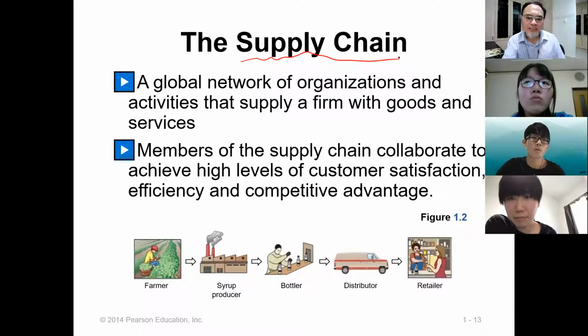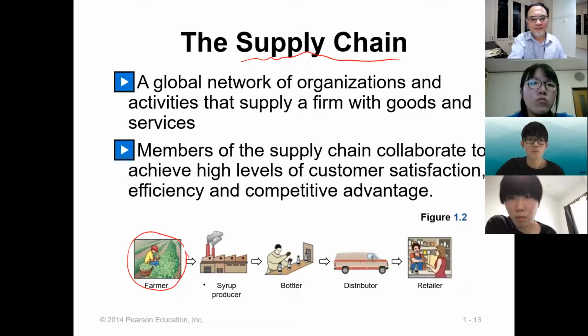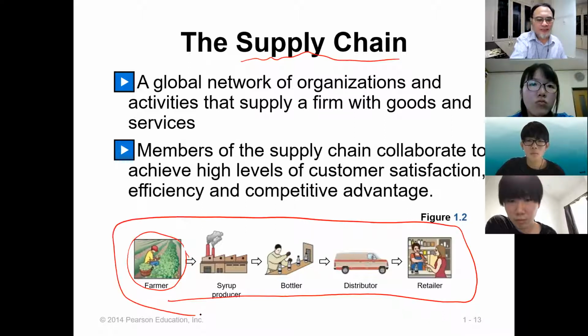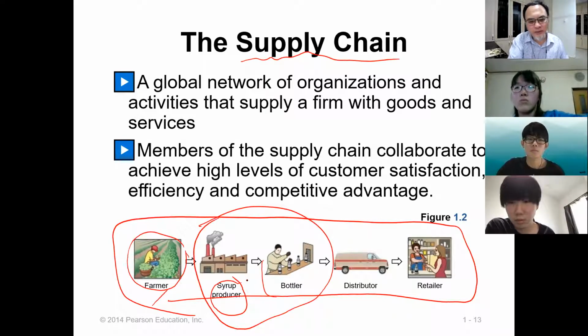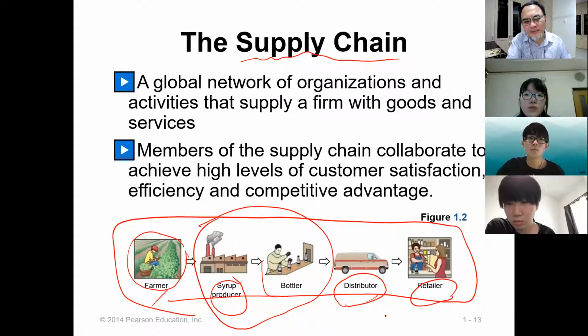Anyway, just a revision. If you can recall, look at this supply chain, from farmer to retailer. The farmer collects fruits or whatever and supplies the syrup producer. They produce the syrup in this company. Bottler, so this is probably in one company. You can join this into one company. Syrup producer and bottler, then distributor, retailer. In this supply chain, you must always think about how to improve efficiency and add value. Add value means when you do the transformation. These are all transformations. This is a bigger transformation.